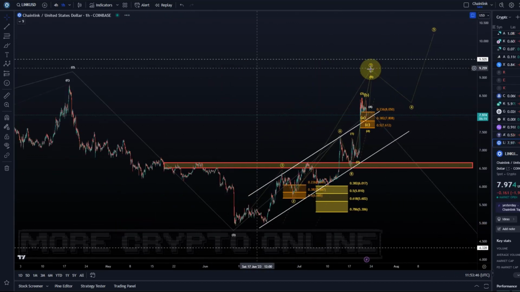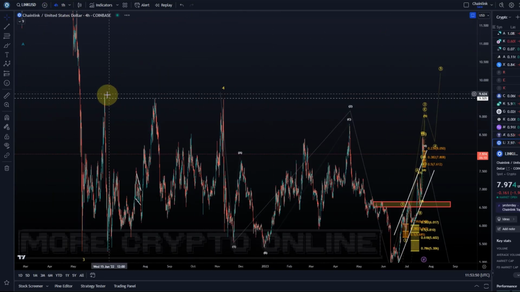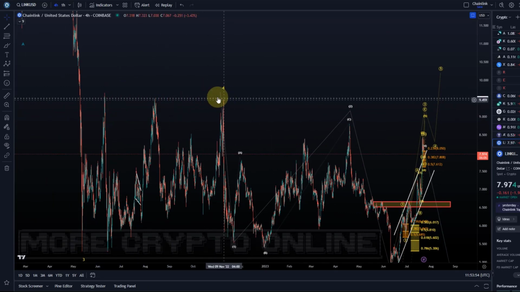Note also that $9.50 is a very, very relevant resistance area. It is basically where LINK formed a triple top. It's very important that we break out above that level to have more confidence in a new uptrend.